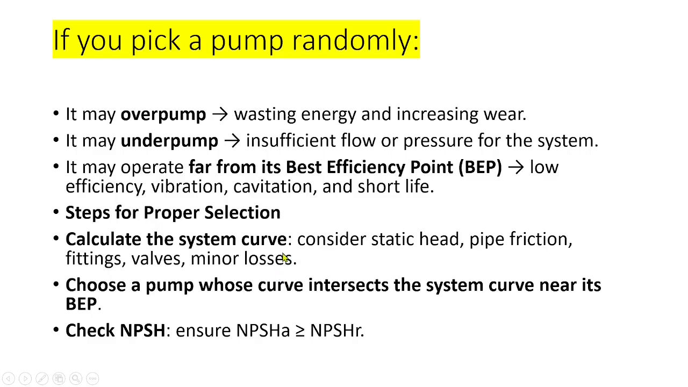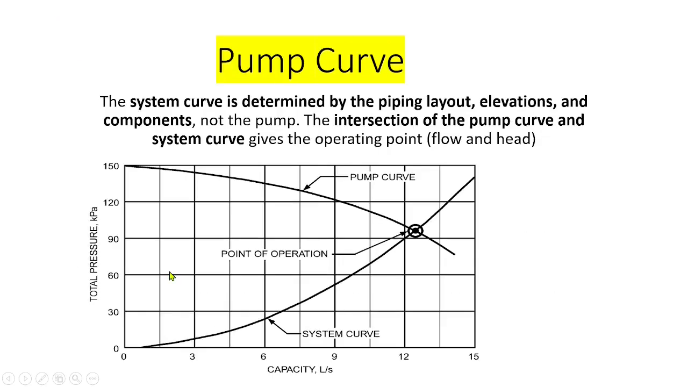So how should we select a pump so that it will perform at its best efficiency point? We have to select this pump by using the curve. You can see at the top there is the pump curve. This pump curve is supplied by the supplier or manufacturer. But the curve below, this is the system curve. Wherever these two curves intersect, that point will be the point of operation.